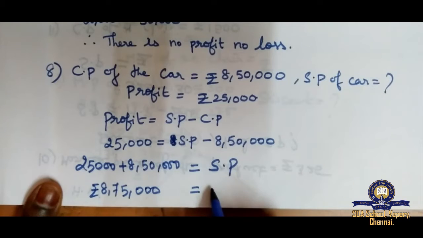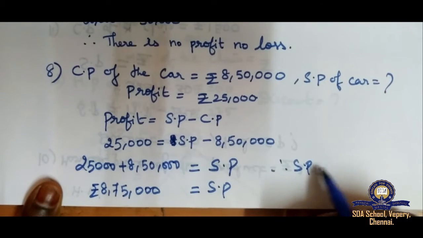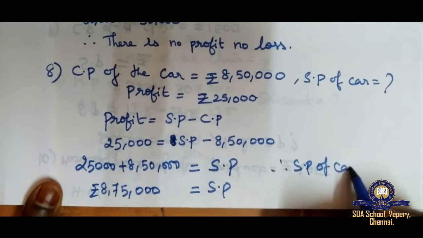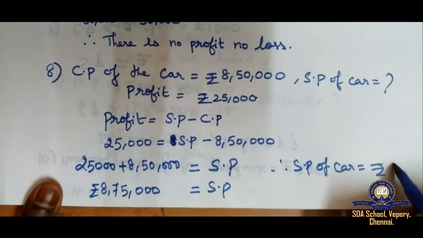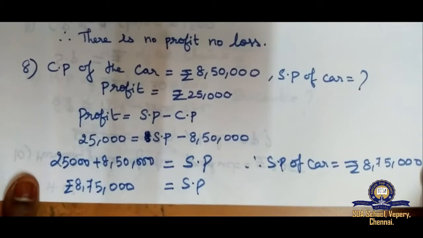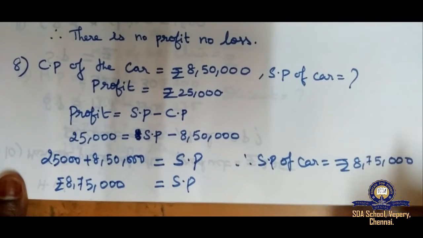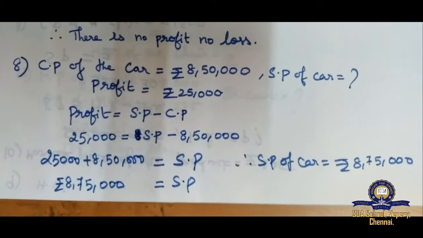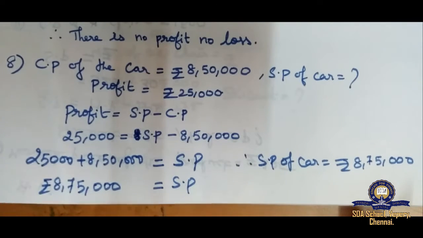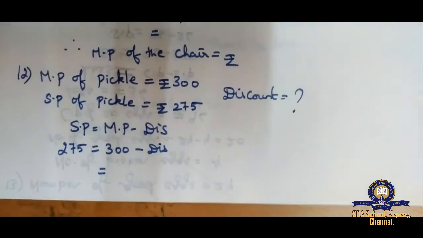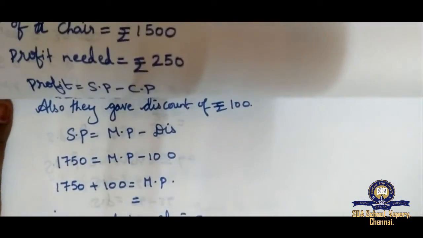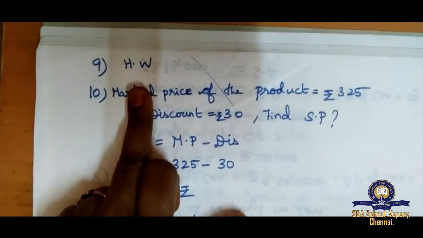8,75,000 will be getting. So selling price of the car is equal to rupees 8,75,000. Hope you all understood the sum. From the question itself we got the answer, but we have to do it in a procedural way. Like this you have to write the steps. Next, the 9th sum is homework for you. Try the 9th sum as homework. 10th sum.